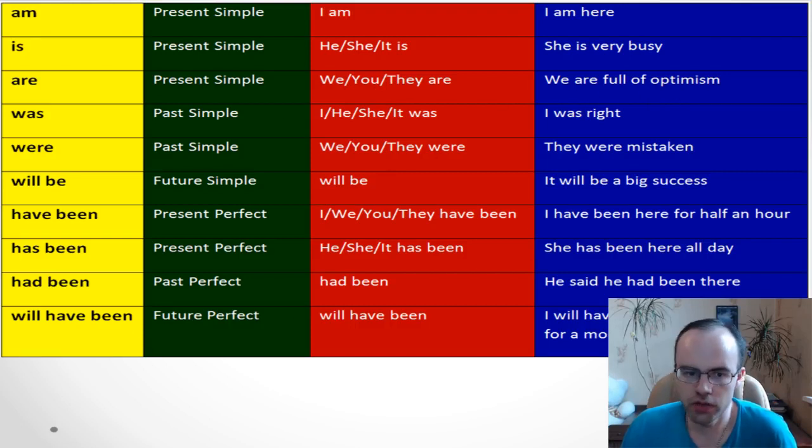Okay, let's start with the form of the verb to be, am. So we use am, basically, but there are exceptions. So we use this form am in present simple, and we say I am. For example, I am here, or you can use a short form. You can say it shortly. I'm here. I am here, or I'm here.